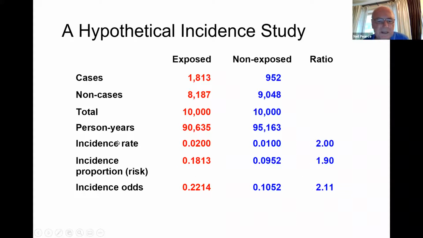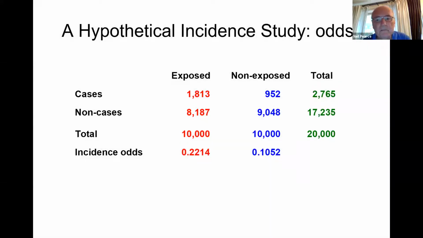The only one we can estimate directly is the incidence rate and the rate ratio. The risk and the odds, if we estimate the rate, there's formulas we can use to estimate what the risk would be if we had managed to follow everyone for the whole period of time. And in theory, you could also work out what the odds is, though there's no reason to do that.